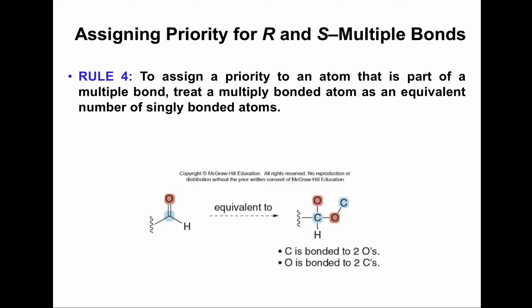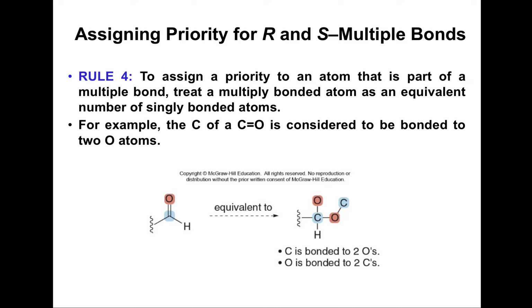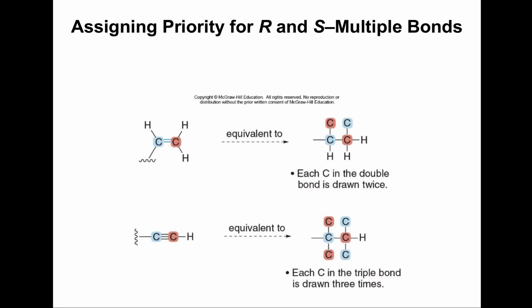If there is a double or a triple bond, simply assume that the carbon is 2 or 3 times connected to that group. In this example of a carbonyl, we will assume that the carbon is connected to 2 oxygens and a hydrogen. In the case of a double bond, it's equivalent to being connected to 2 carbons, and the triple bond is equivalent to being connected to 3 carbons.